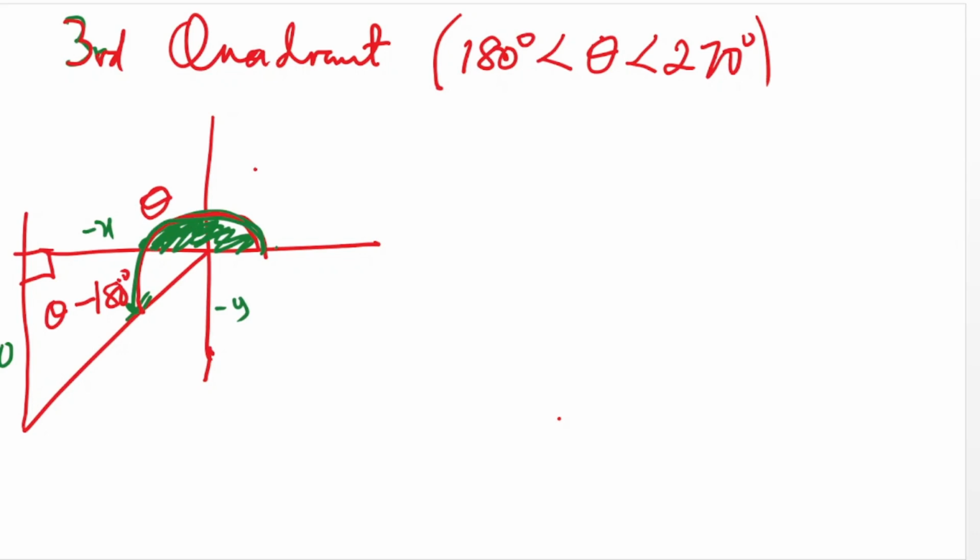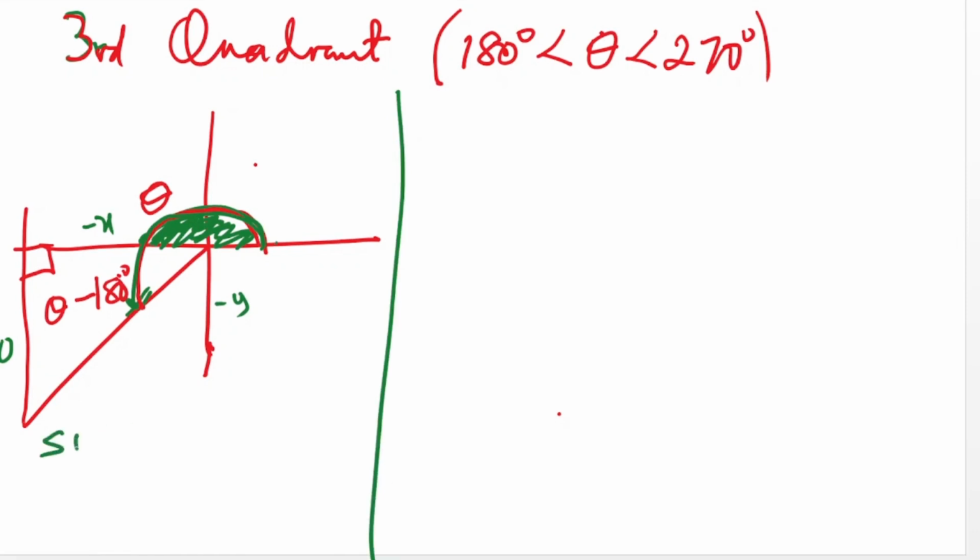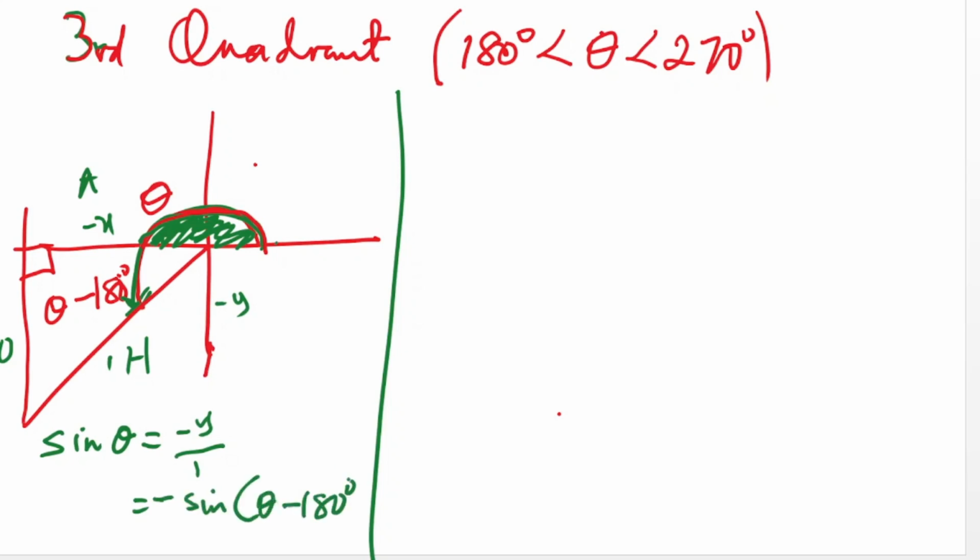So let's now look at sine. At this place, sine theta will be equal to opposite. This is adjacent, this is hypotenuse, this is 1. So opposite, which is minus y, all over 1. So that means sine is negative here. Sine is negative, and we have said that. So that is a proof. That is minus sine into bracket theta minus 180 degrees.